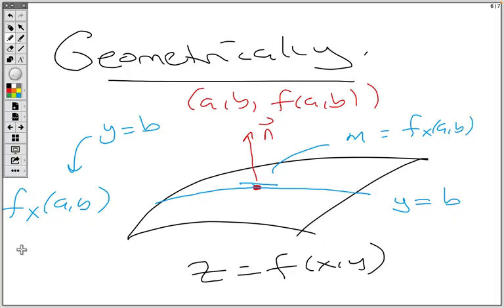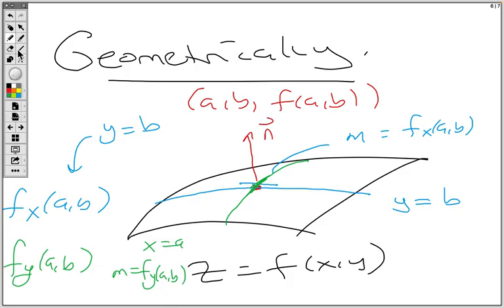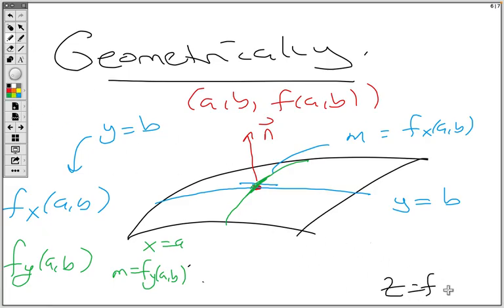And likewise, if you look at fy at a, b, that's the derivative of f with respect to y holding x as a constant. So we can think of slicing this. If I fix x equals a, then the slope here would be fy at a, b. I'm going to move this over here now, just get it out of the way. So that's the name of the surface here, f of x, y, I should say.